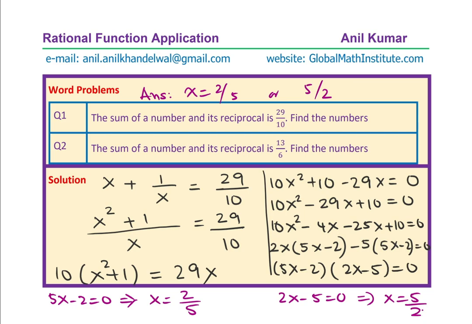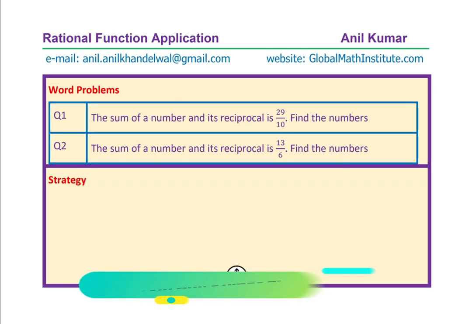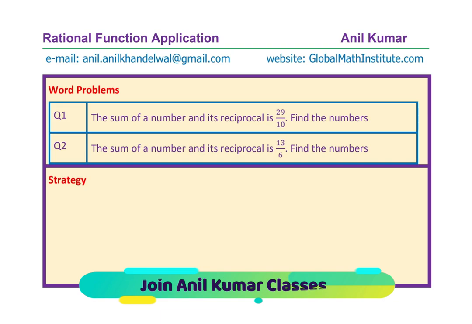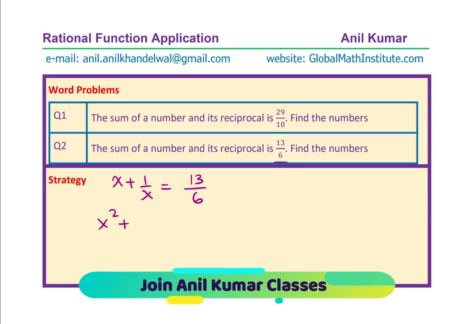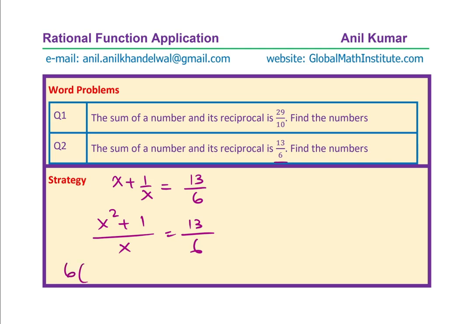You can apply the same trick to question number 2, where again you can get the equation x plus 1 over x equals to what? The sum 13 over 6, right? And then when you multiply, you get (x squared plus 1) over x equals to 13 over 6. Cross multiply, and there you go, right? 13x. And then you open the bracket, 6x squared plus 6 minus 13.